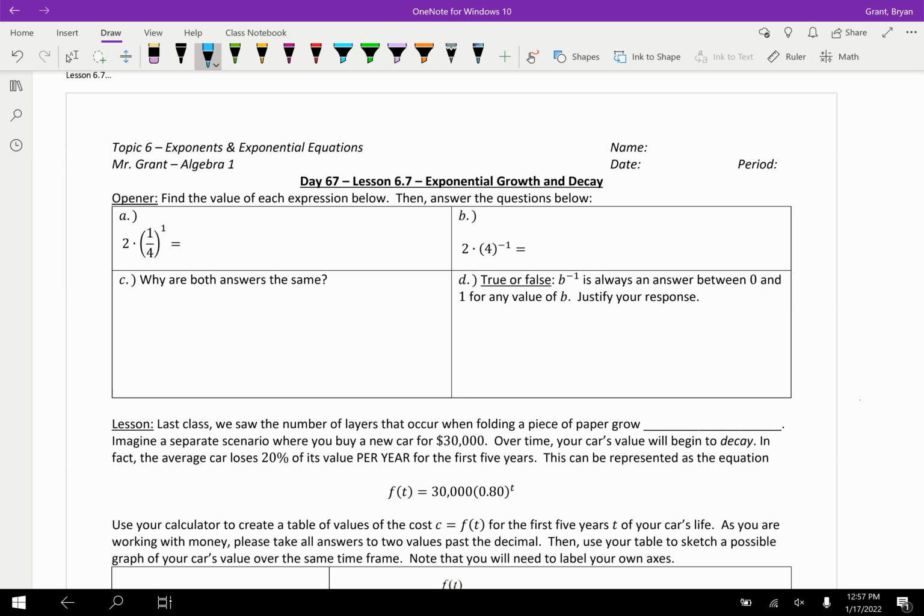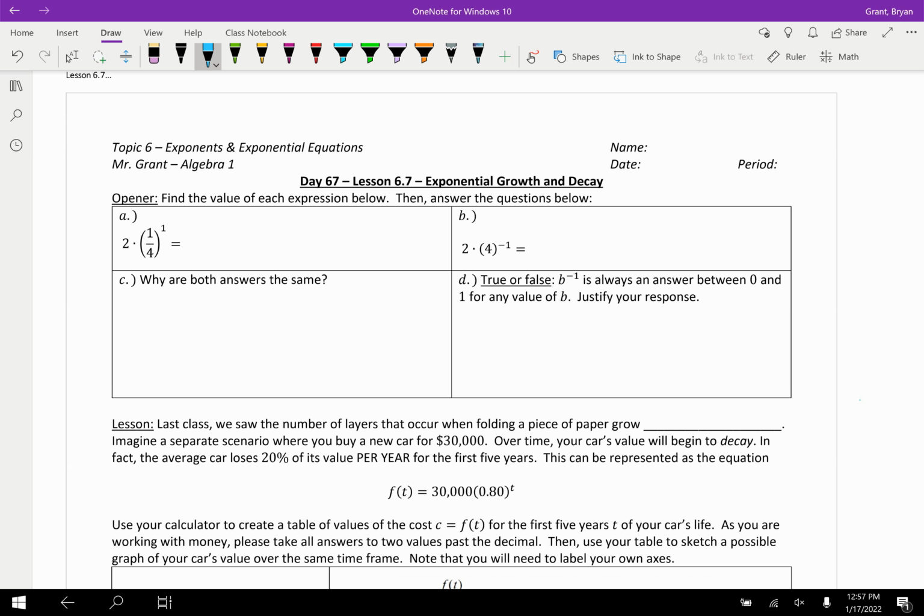Hello, Algebra 1 students. Welcome back to videos on Topic 6, Exponents and Exponential Equations. Last class, in Lesson 6.6, we were introduced to how to graph a basic exponential equation. And so between that and your homework, you went through how to graph 2 to the x, 3 to the x, and 4 to the x.